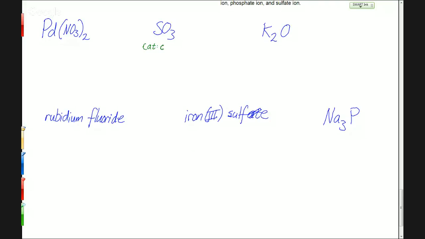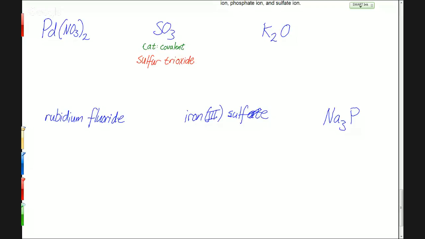So this category is covalent, which means we're going to use the mono, di, tri kind of name for it. Once we've got it in that category, we know that it's easy to name. We just say how many of each of the things there are. There's one sulfur, so we don't say anything for that. And then the oxygen becomes trioxide. That's it.